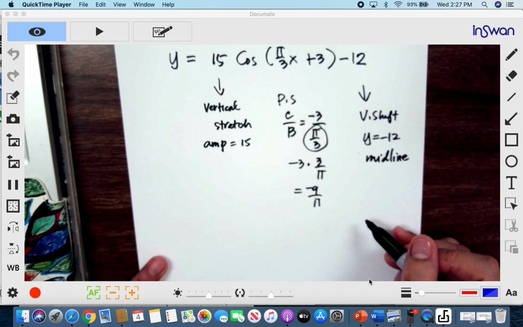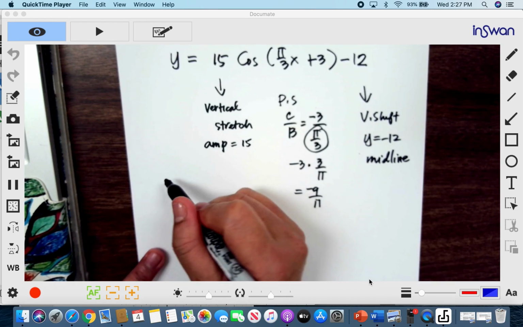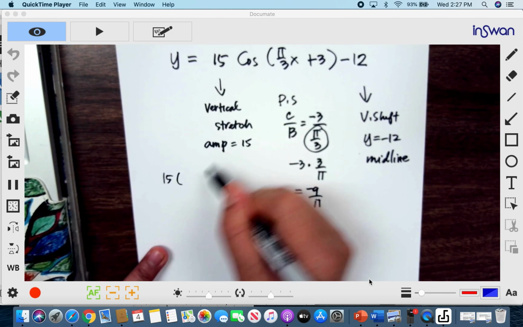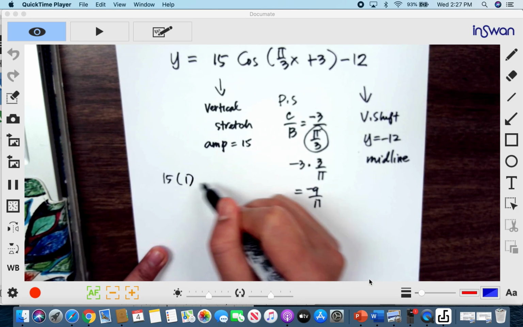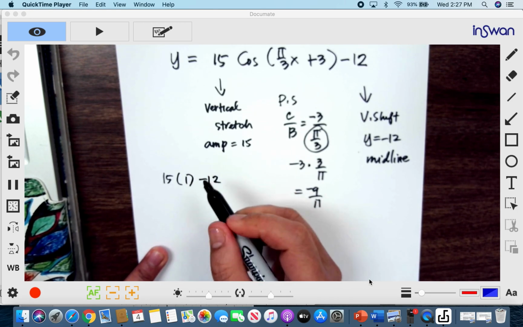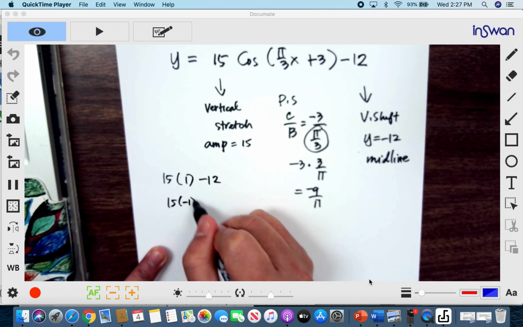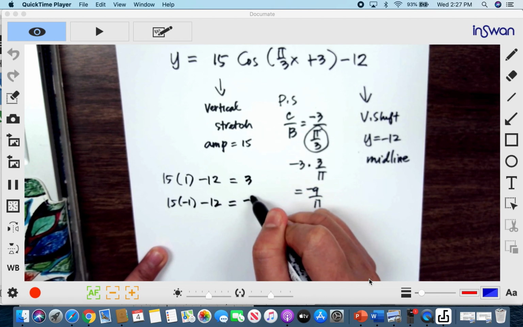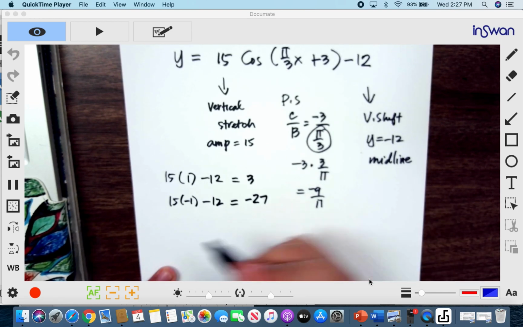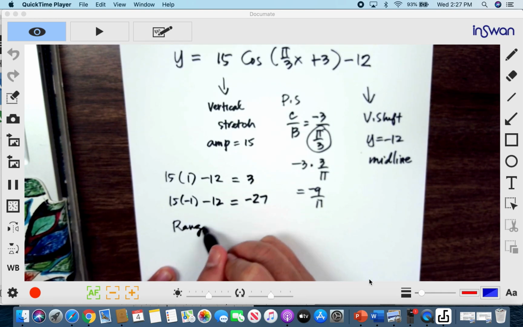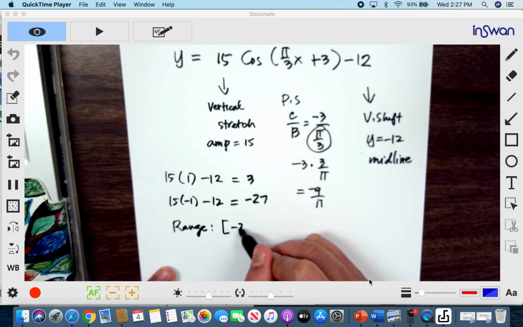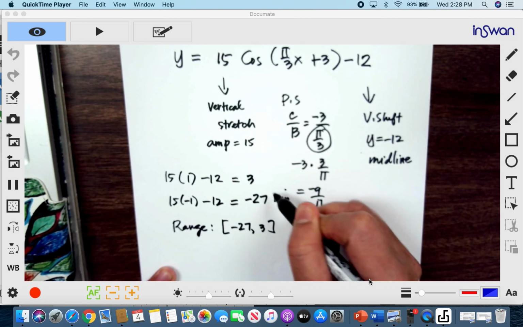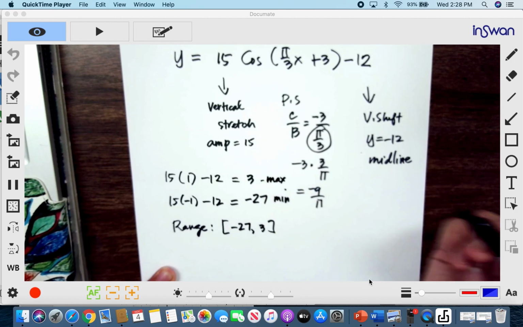All right, now we will find the range of the function by giving the minimum and the maximum. So we will replace the whole function, the main function, with 1 and negative 1. So that's 15 times negative 1 minus 12. So this gives you 3, and this one is negative 27. So therefore, our range will be from negative 27 to positive 3. Negative 27 is our min, and this will be our max.